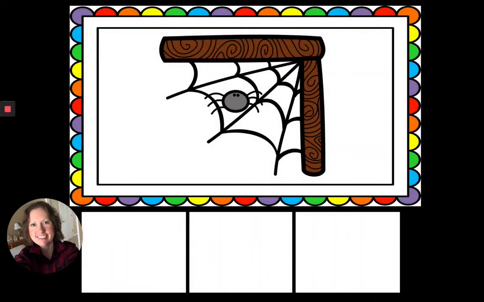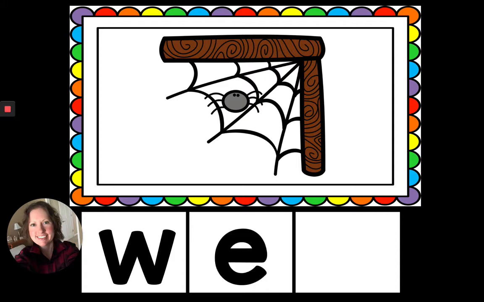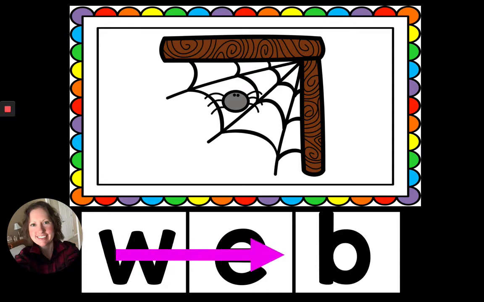Next we have a web. W, eh, b. Now let's put the letters that would make those sounds. W, eh, b. Web, web.